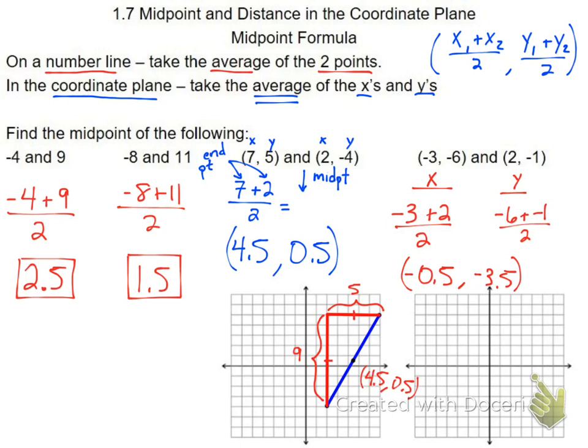So graphically, again, I can do it. Negative 3, negative 6. And then 2, negative 1. And then I can connect those together and turn it into a vertical and a horizontal line. This distance right here, 1, 2, 3, 4, 5. 1, 2, 3, 4, 5.